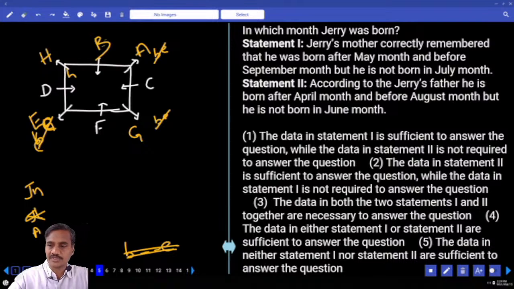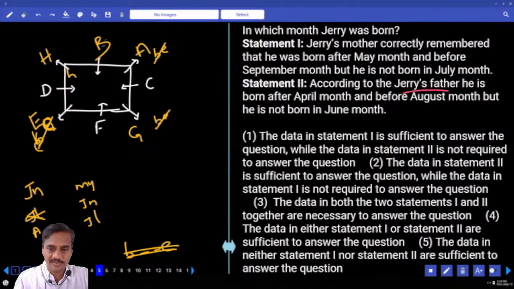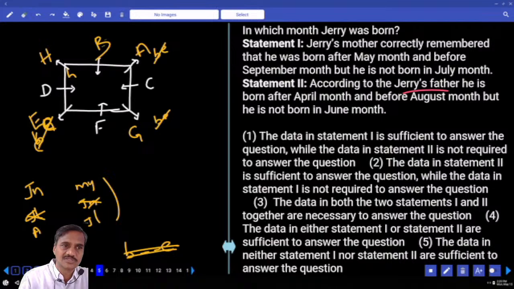The next one, according to Jerry's father, he is born after April and before August. After April and before August, May, June and July. But he is not born in the month of June, June is ruled out. Hence with the help of only statement 2, again we are having 2 different answers, either May or July. Then if you combine these 2, are you getting any answer here? No. Hence what is your answer here?